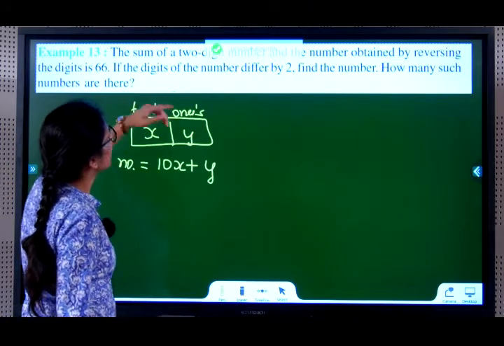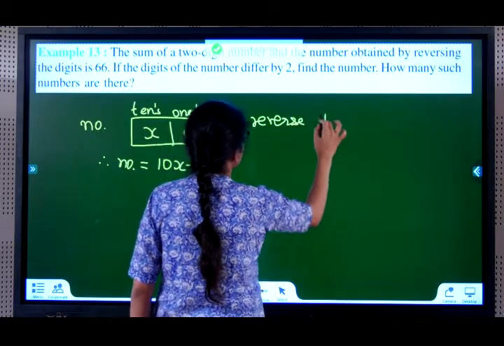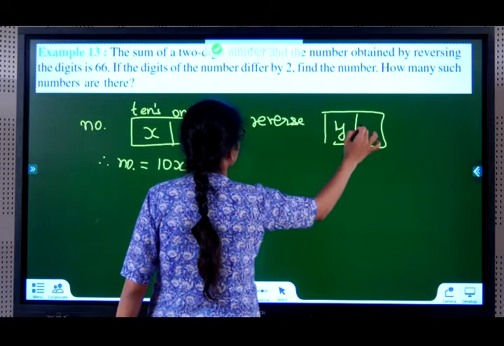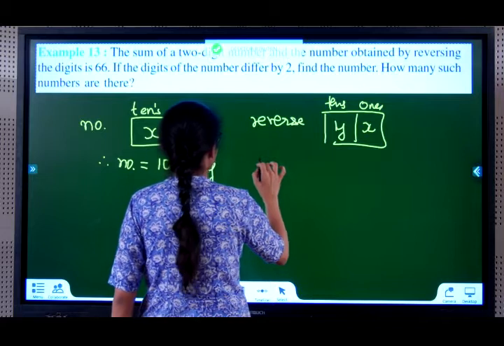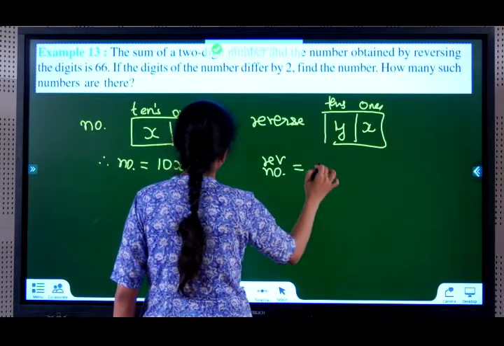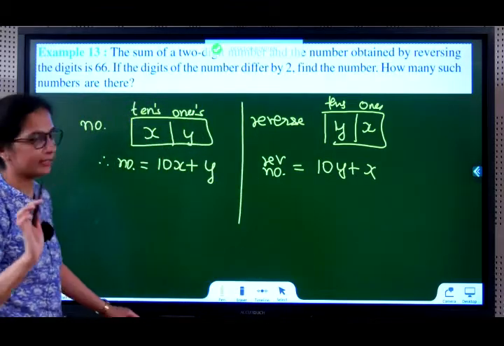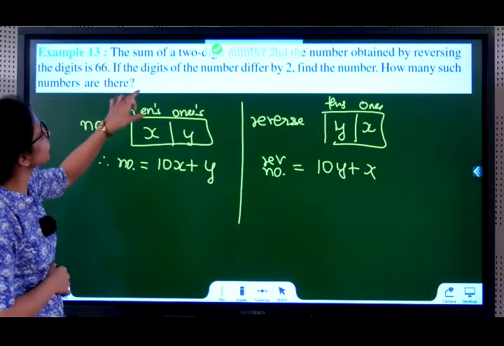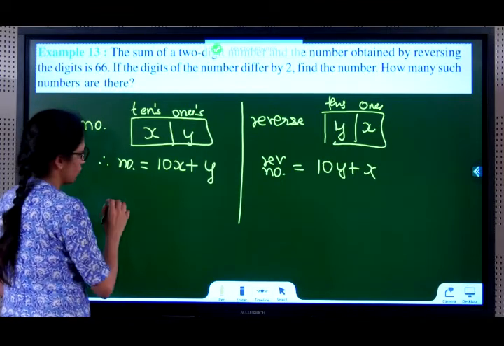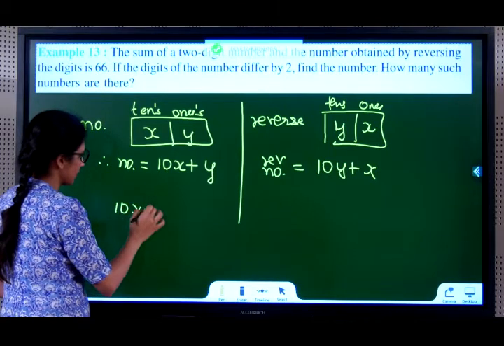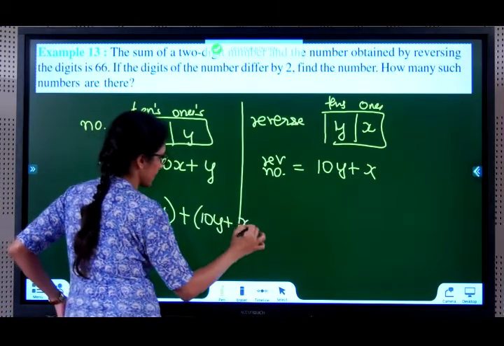The sum of a 2-digit number and the number obtained by reversing it. So if I reverse the number, now this will become y, this will become x. This is tens, this is ones. Now the reversed number is 10y plus x. Digit problems always use the same technique. The sum of these two is 66. So 10x plus y plus 10y plus x.